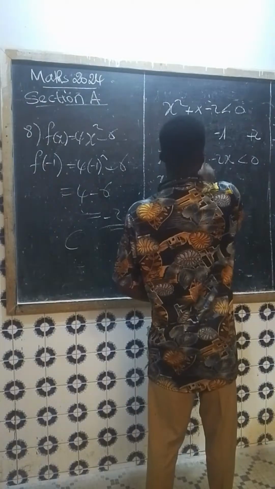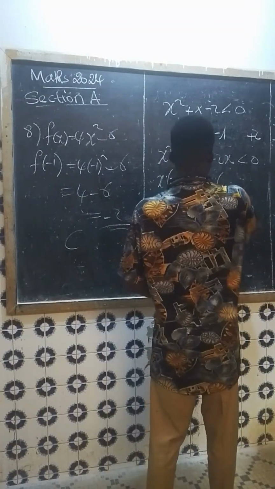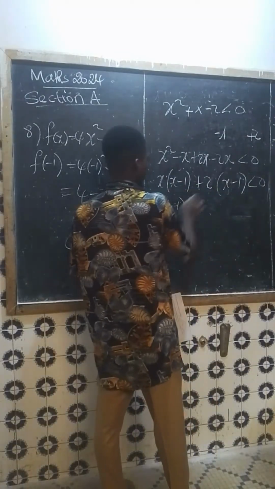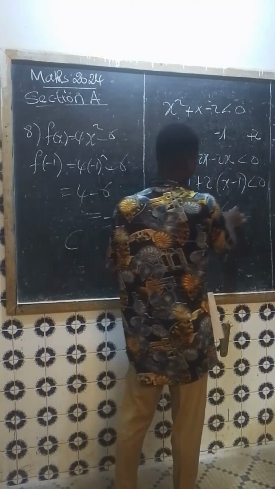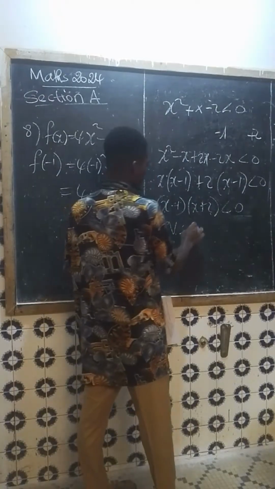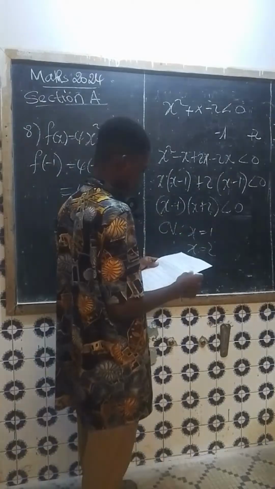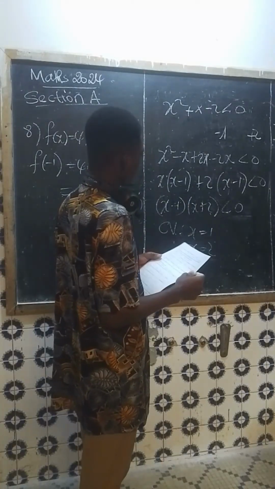x minus 1, 2x, 2 times x minus 1 less than 0. So you have x minus 1 and x plus 2 less than 0. Critical values x equal to 1, x equal to negative 2. If you have not understood, you're supposed to understand.